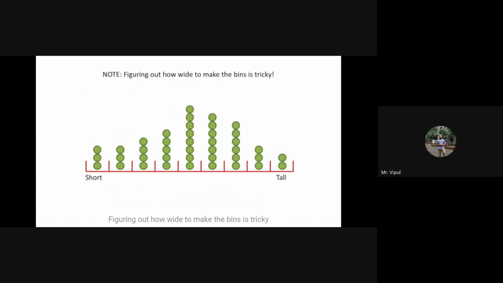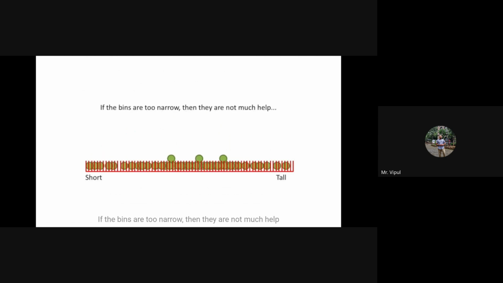Note, figuring out how wide to make the bins is tricky. If the bins are too narrow, then they are not much help. In this case, the bins are so narrow that pretty much every measurement gets its own bin. This doesn't give us much more insight than what we had before, so it's not very useful.